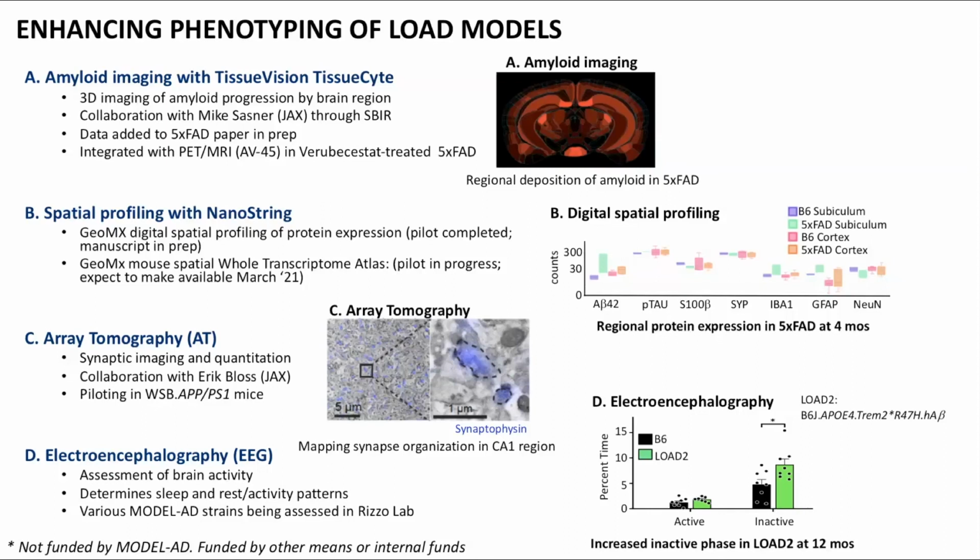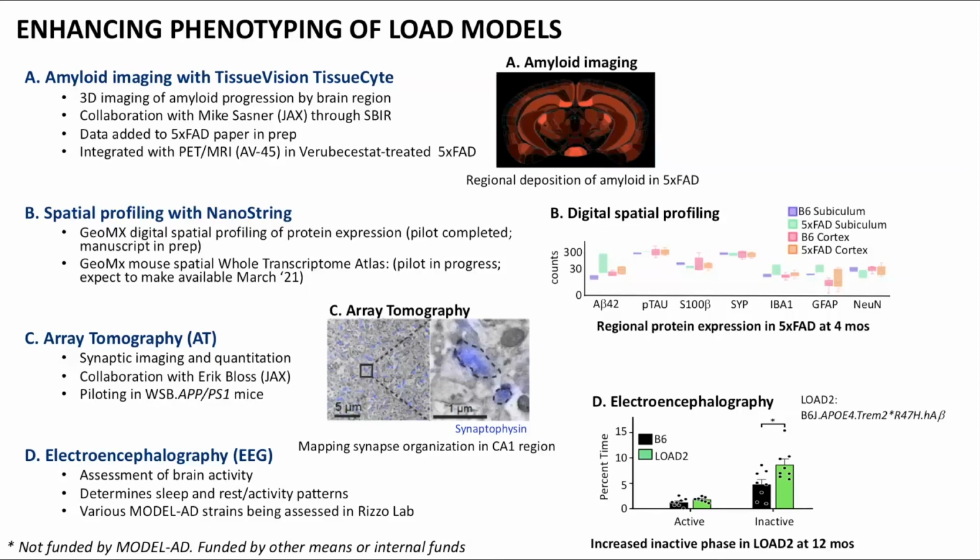And you can see here a panel. We're working with Eric Bloss, who's a new investigator at JAX, who can do high resolution synaptic imaging. A lot of people think the critical component of Alzheimer's disease is the loss of synapses. And so we need to improve our synaptic imaging, particularly if we're going to be assessing biomarkers in the CSF that will be related to synaptic proteins. So we're piloting with Eric array tomography, which can get high resolution imaging looking at synaptic organization.